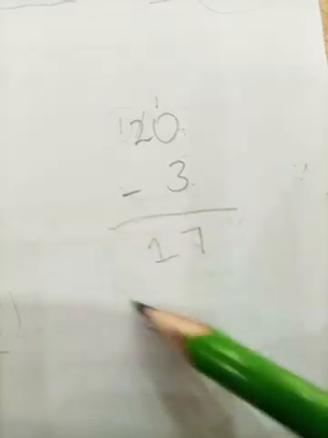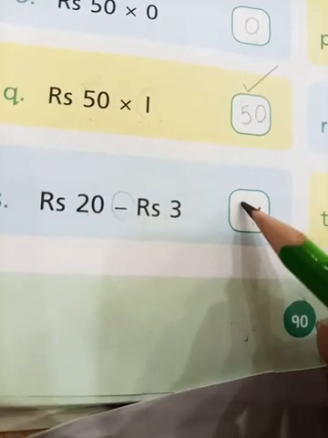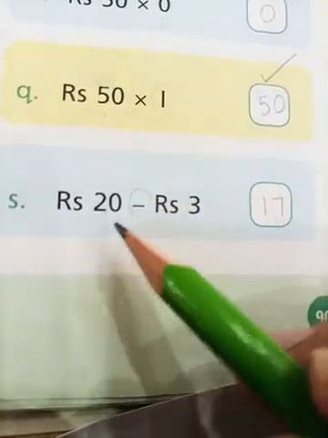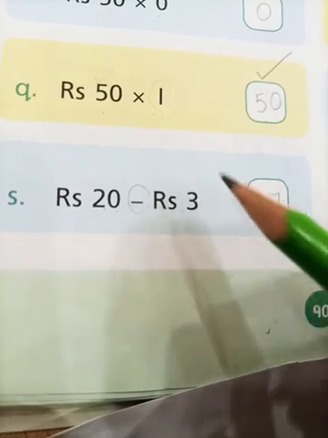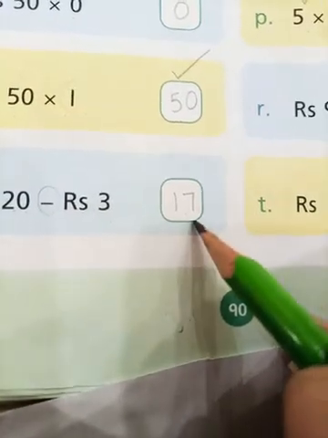17 is our required answer. So students, 20 minus 3 is 17. You are left with 17 rupees. You had 20 rupees. You will give 3 rupees to me and the remaining rupees are 17.